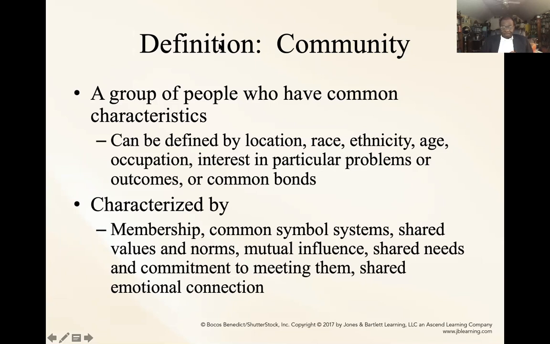Again, people in Petersburg form a community. Those in certain areas in Richmond, they form their own communities because they have common symbol systems, and they have a mutual influence, shared needs and commitments to meet some of those needs.